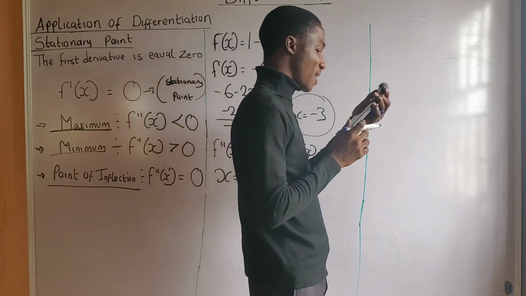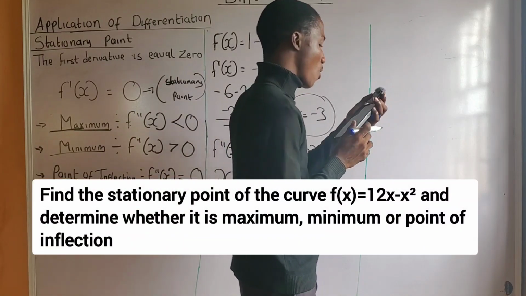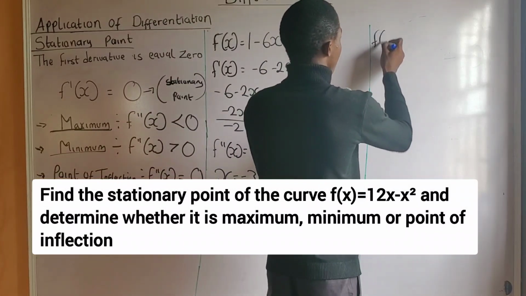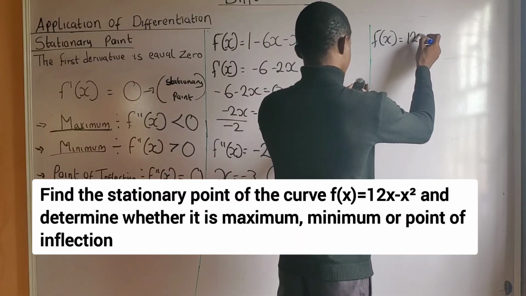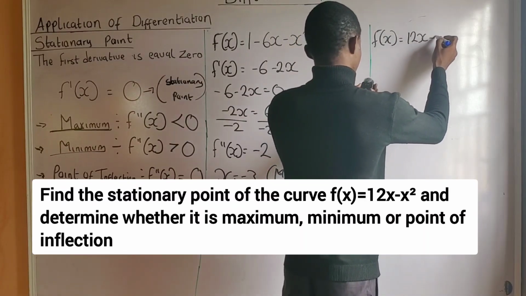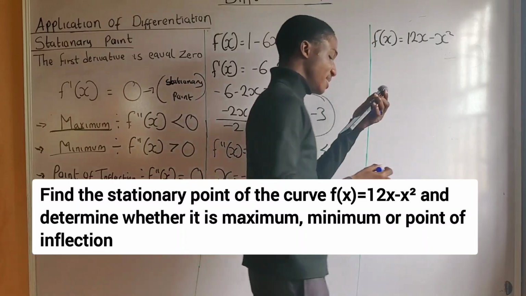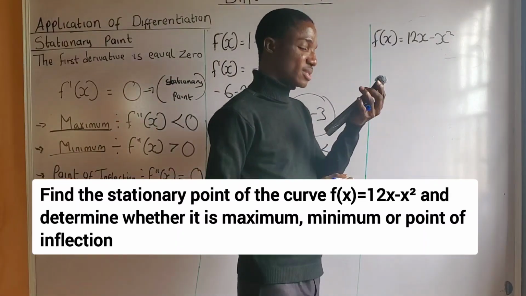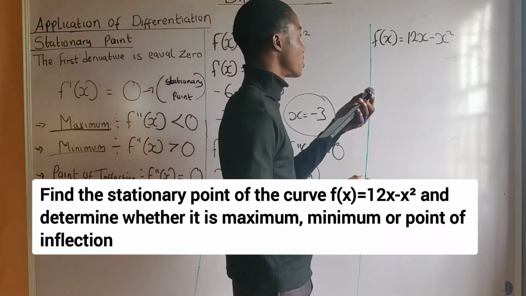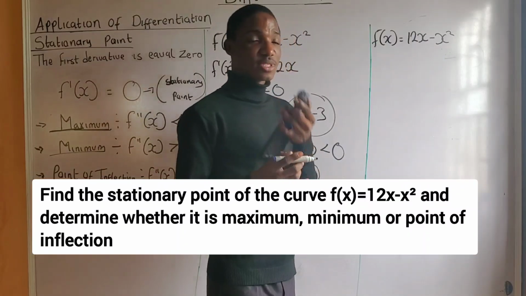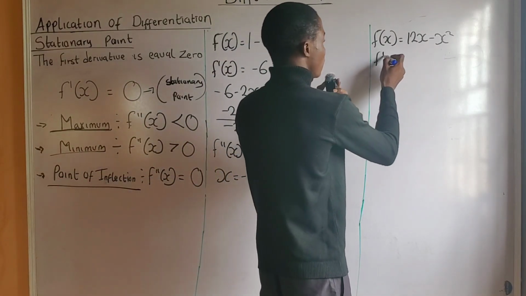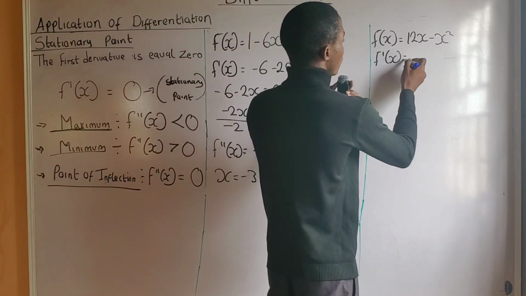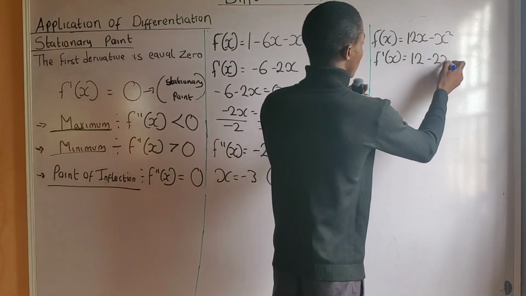Okay, find the stationary point of the curve f of x equals 12x minus x squared, and determine whether the stationary point is a maximum, minimum, or point of inflection. To do this, the first step is to take the first derivative of f of x. So the first derivative of f of x will be equal to 12 minus 2x, right?